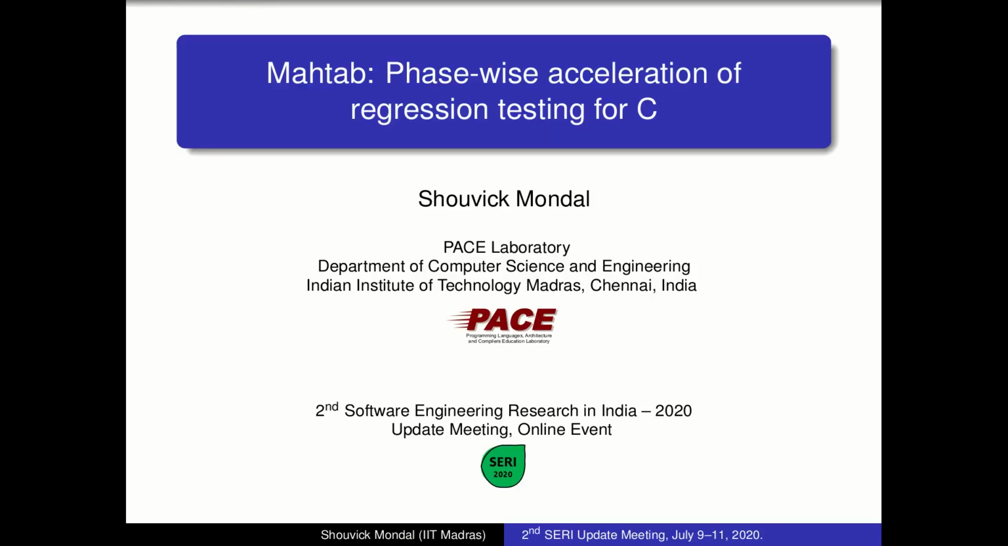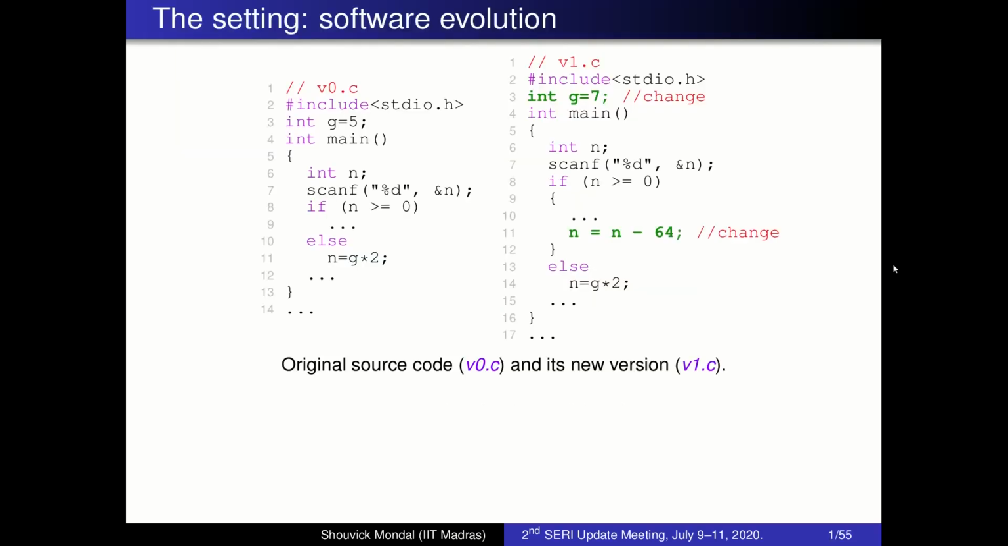So my presentation is on Mahatak, phase-wise acceleration of regression testing for C programs. With an example, you see that nowadays we use C programs like the Unix operating system. Some of the basic utilities are cat, ls, pwd and the likes.